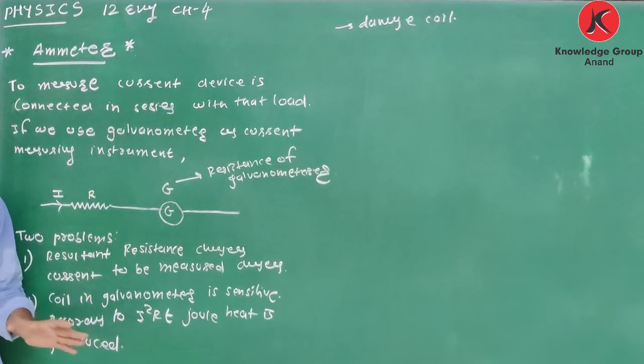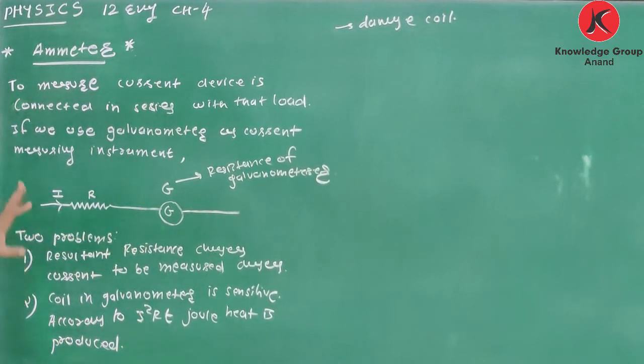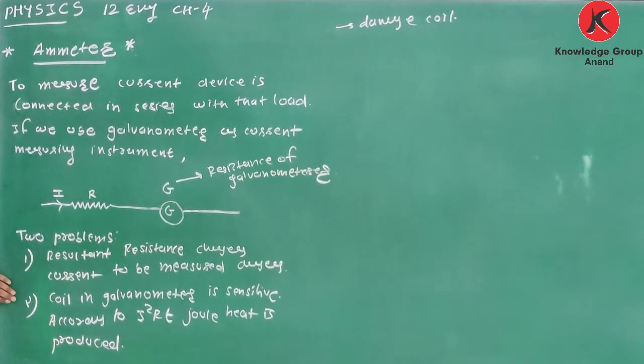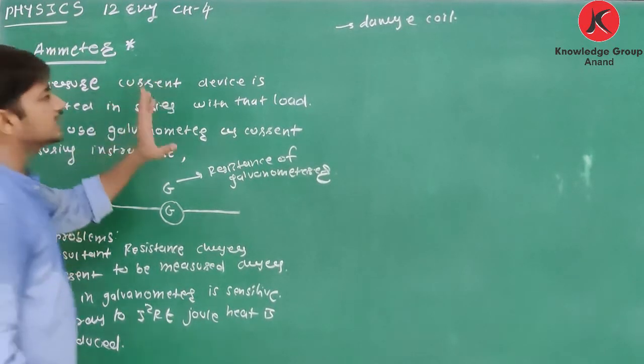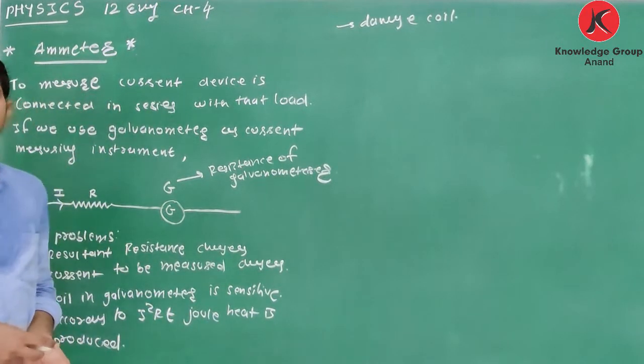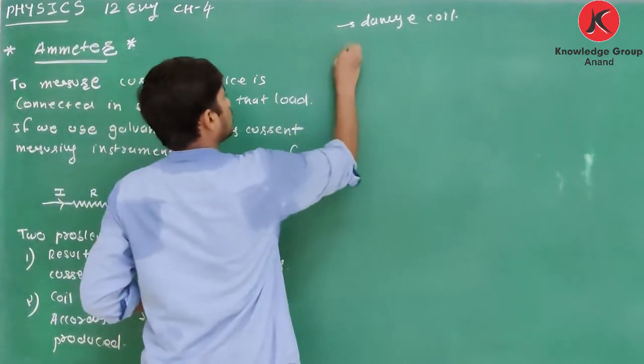So when we use a galvanometer directly as a current measuring instrument, we have two problems. First, the resultant resistance changes, so the current to be measured also changes. Second, the coil in the galvanometer is sensitive, so according to I square R T, joule heat is produced, and there is damage to the coil.